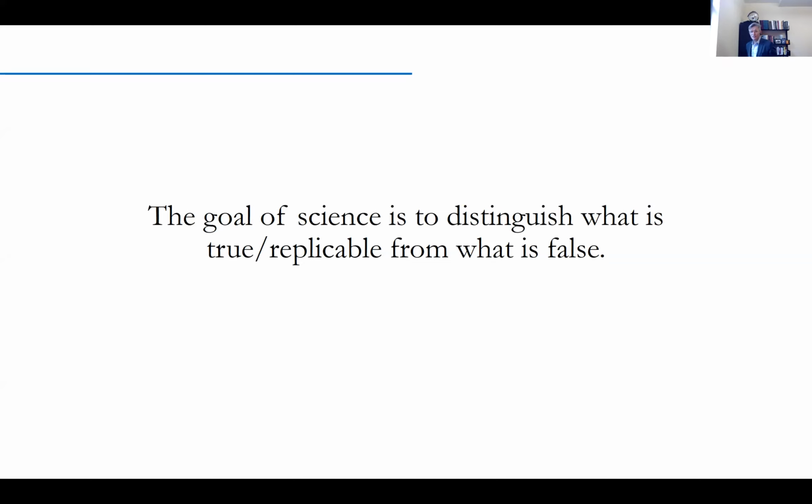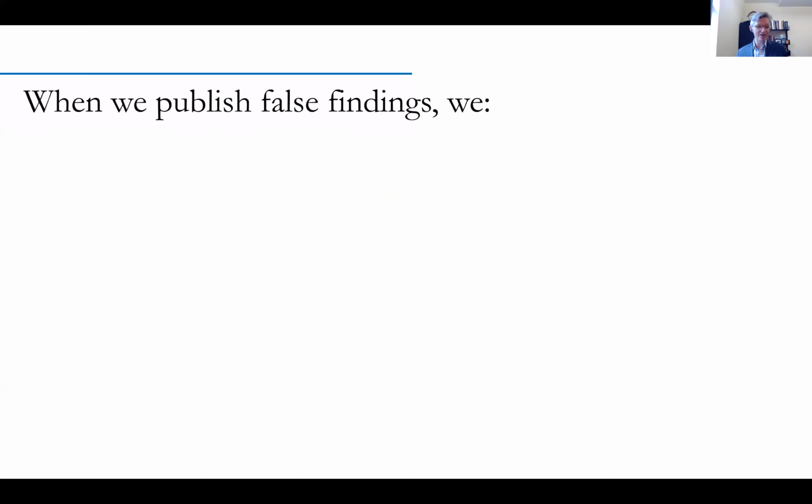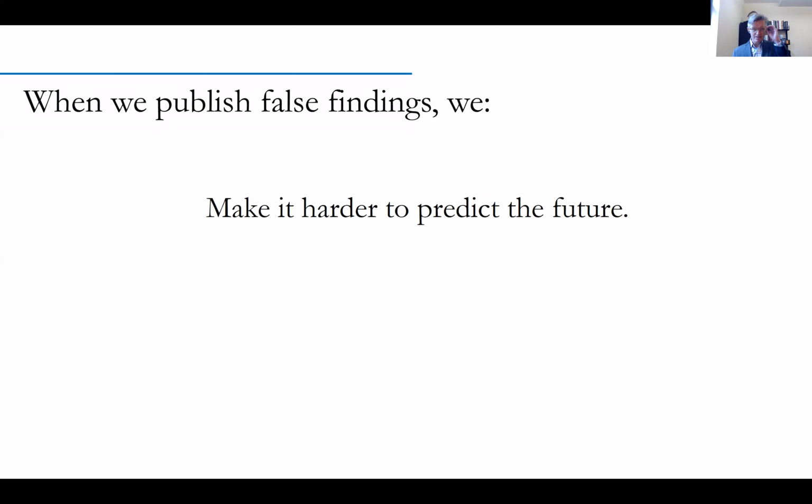So if the goal of science is to distinguish what is true or replicable, which is sort of our operational definition, from what is false, then we want to know how to do that and what the consequences are. So false findings are bad. And we sort of understand that, but I think often people don't recognize how truly bad they are. When we publish false findings, it defeats the central purpose of science, which is to be able to make accurate predictions about other things in the world. Essentially, predicting the future is the value of science.